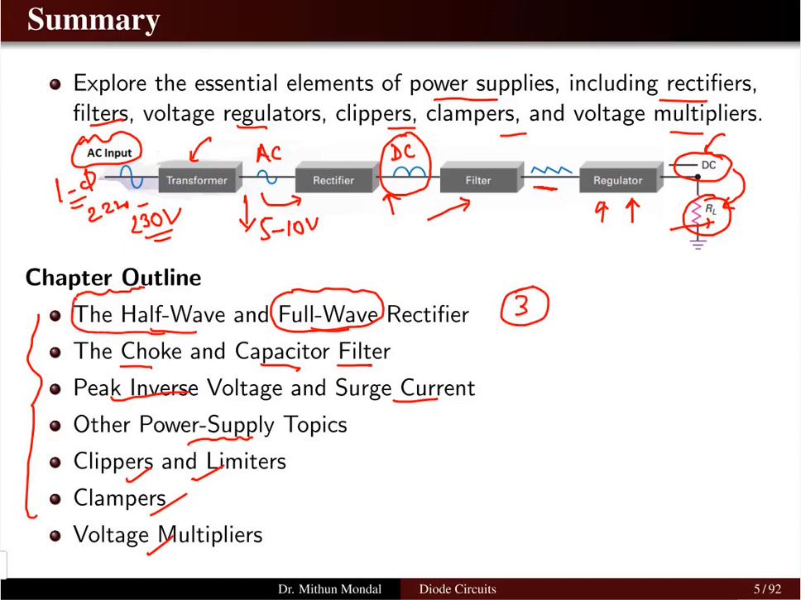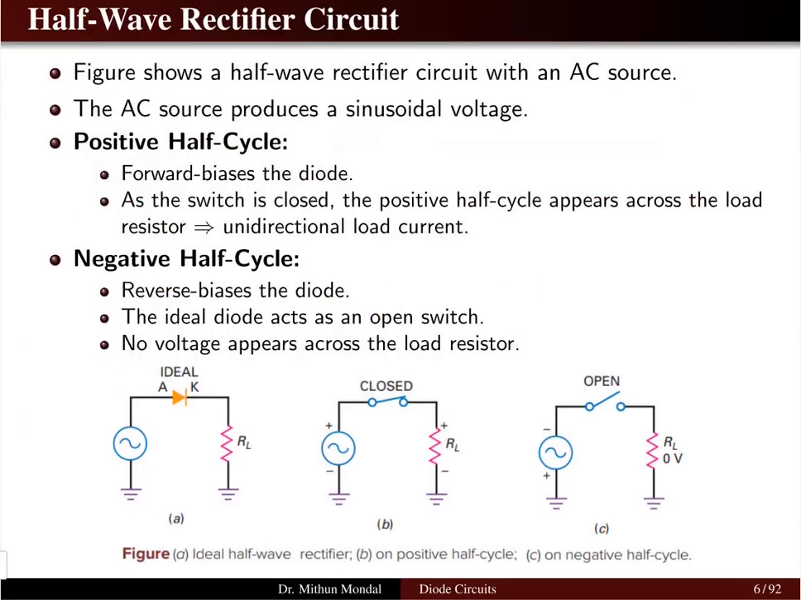In this part, we will focus on the half-wave rectifier in detail. So let's start with the half-wave rectifier circuit. Here in the given figure we have a half-wave rectifier circuit with an AC source. The input given is the AC source, there is a diode connected, and you will be getting the output across the load resistor. The AC source produces a sinusoidal voltage. We know that you will have a single phase AC source in the form of sinusoidal voltage.